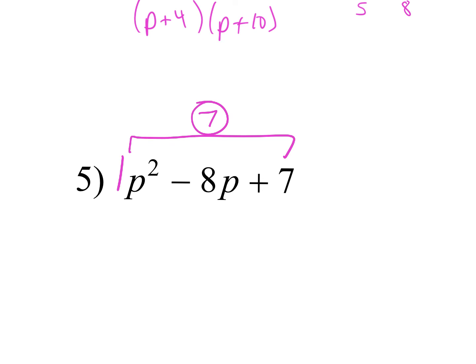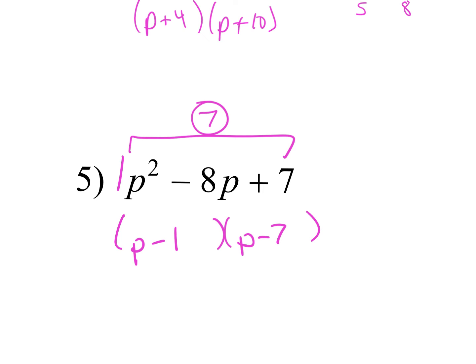Negative 1 and negative 7. Very good. So p minus 1, p minus 7. Because remember, guys, a negative times a negative is a positive, but a negative plus a negative is still a negative. So negative 1 times negative 7 gives me positive 7. Negative 1 plus negative 7 gives me negative 8.